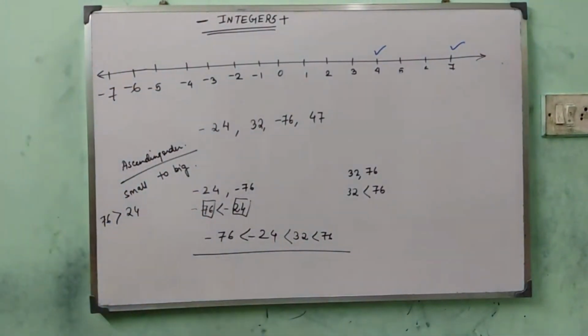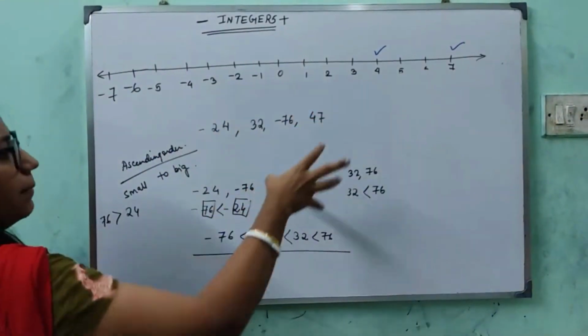So whenever you are asked to arrange the numbers either in the ascending order or in the descending order, what you can do is separate the numbers into two groups.